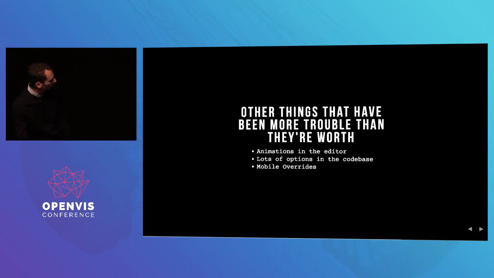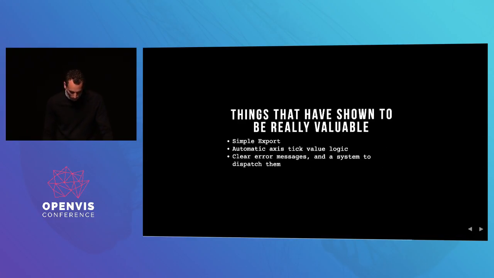Those mobile overrides that I was showing you sound great, and hopefully some of you, when you saw them, thought, oh yeah, that's a great idea, but no one uses them. The reality is that we've changed our code so that our mobile charts can deal with the most common issues of being squeezed to a small screen, namely text wrapping. But there have been other things that have shown to be really valuable.